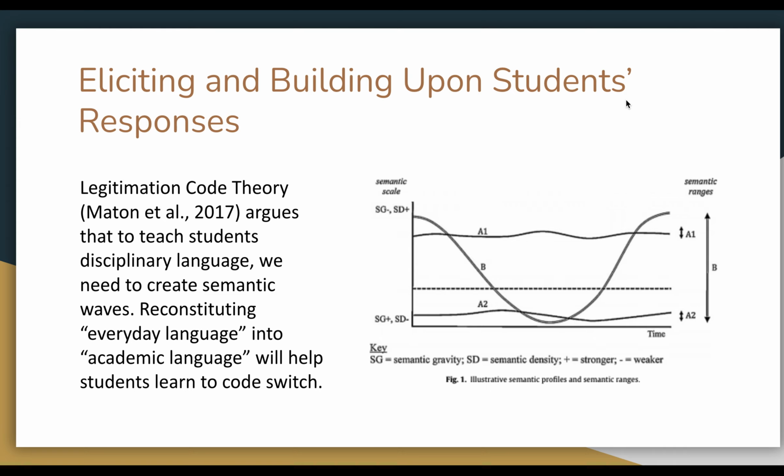Eliciting student responses is something that can be planned for, but building on students' responses isn't. Building on students' responses takes in-action skill. One way that you can build on students' responses is by helping them contextualize and decontextualize their language. Carl Matten argues that we need to create semantic waves in our class. For example, we all know those teachers and professors who talk up at a really high abstract level, so high that students can't follow what they're saying.